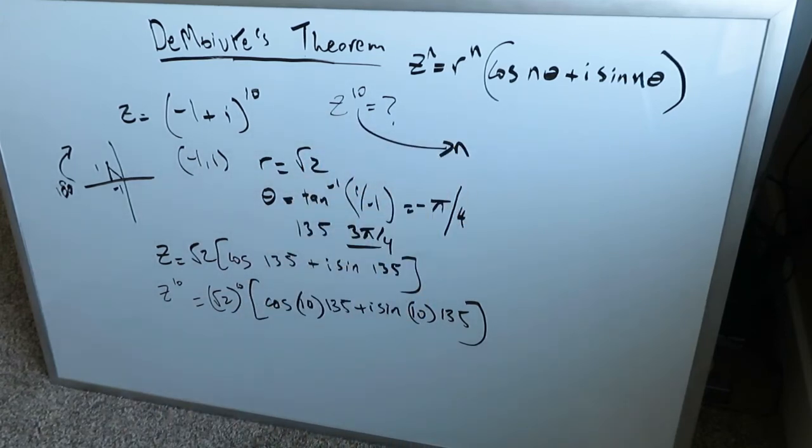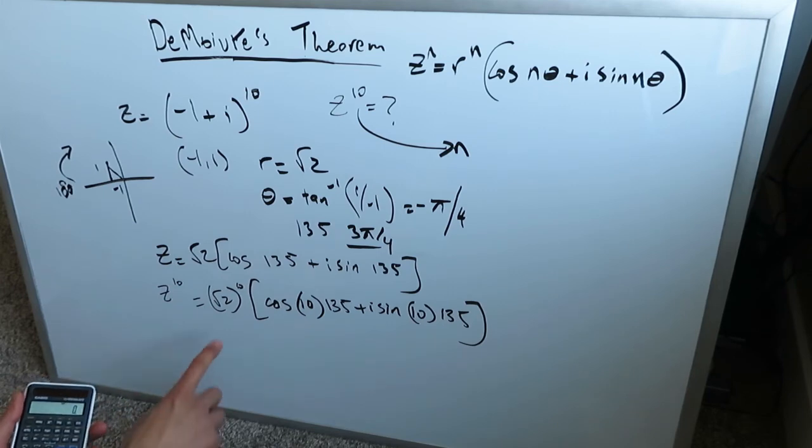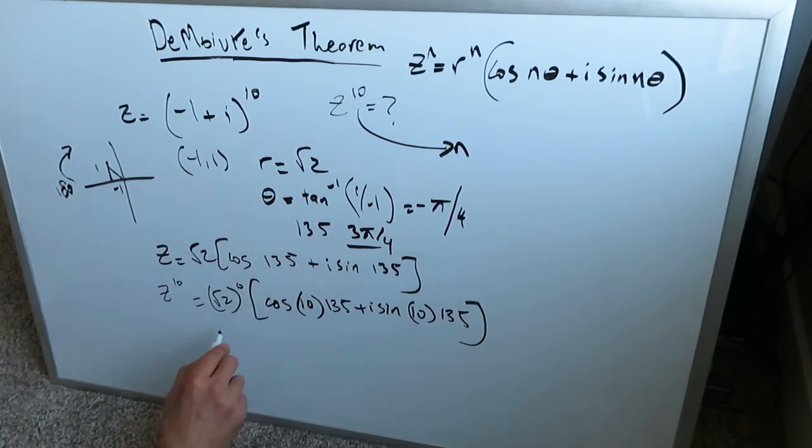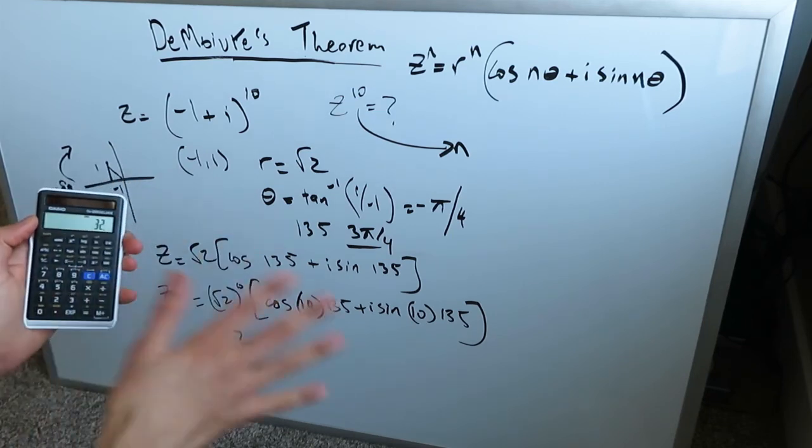Now everything over here you can do with the calculator. What's root 2 to the power of 10? You'll get 2 to the 1 over 2 times 10, you get 2 to the power of 5, which will be 32. If you didn't see that, it's alright. You can do square root of 2 and you can do exponent 10, you get 32.